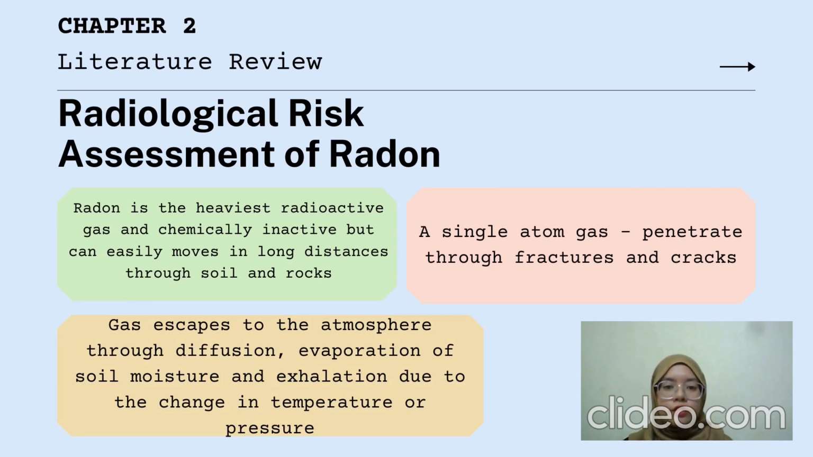Radon is the heaviest radioactive gas and is chemically inactive, but it can easily move long distances through soil and rocks. Radon gas escapes to the atmosphere through diffusion, evaporation of soil moisture, and exhalation due to changes in temperature or pressure.